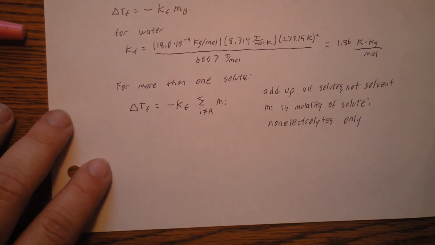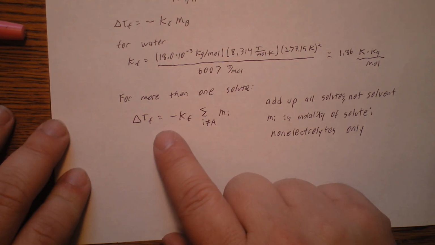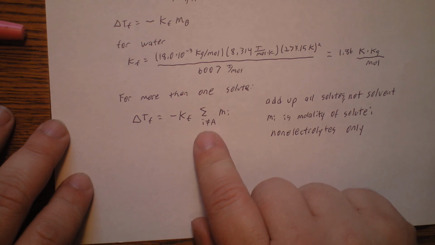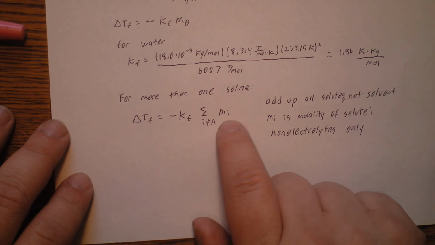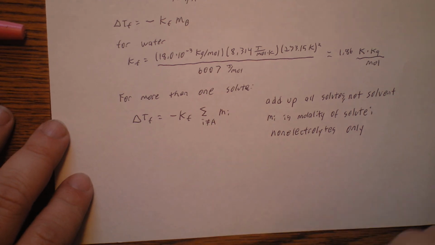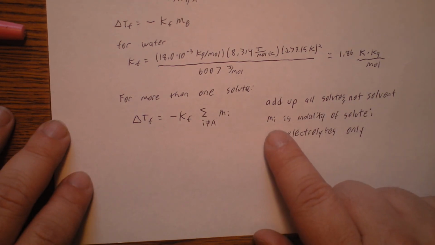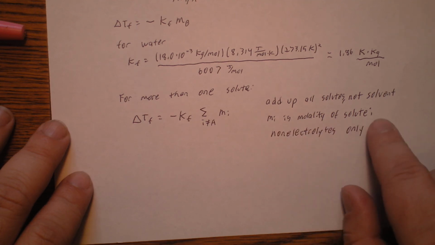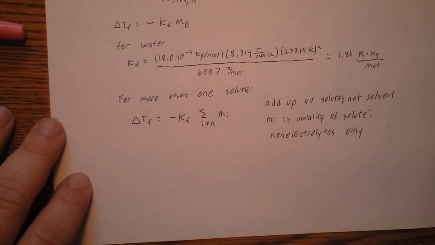Now, what if we have more than one solute? Then the change in temperature of fusion is going to be equal to minus Kf times the sum over I of all substances not equal to the solvent of the molality of the substance I. So you just add up all the solutes, not the solvent though, of course. M subscript I is the molality of the solute I. And again, we're talking only about non-electrolytes.